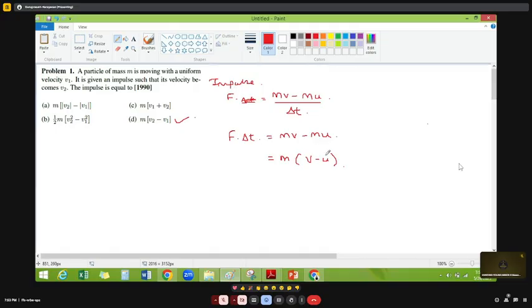And don't forget, momentum is a scalar or vector? Anybody? Any answers? So always remember momentum is a vector. So that means you have to choose this one instead of this one.